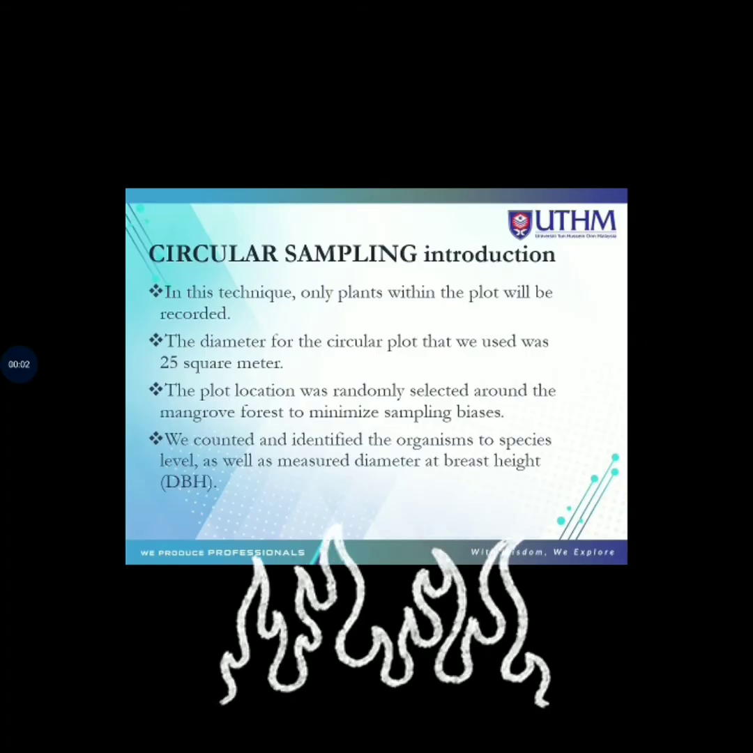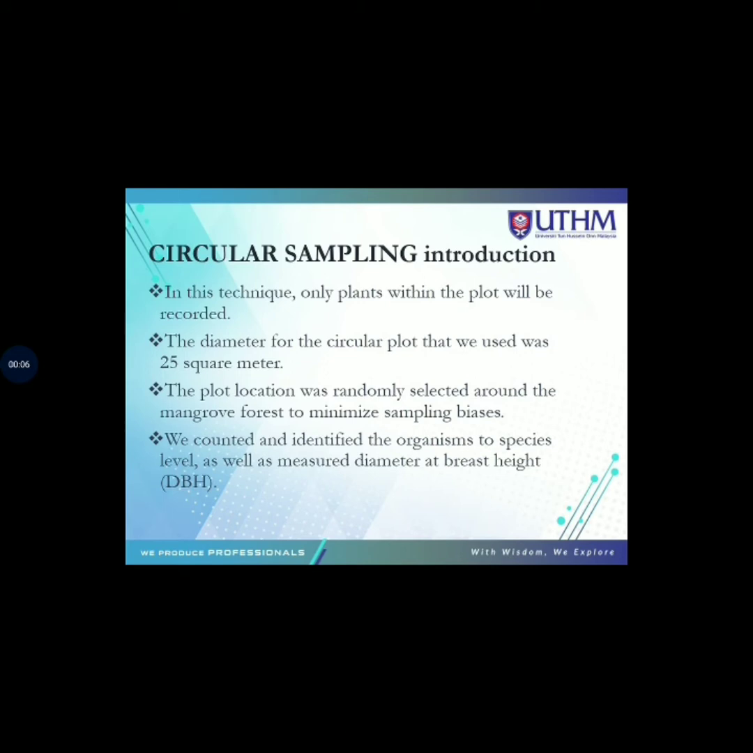Okay, first is the type of sampling. Actually, there are two types of sampling, which are circular sampling and quadrat sampling. We chose circular sampling because it is easier to do sampling in a mangrove forest than using quadrat sampling. In this technique, only plants within the plot will be recorded.